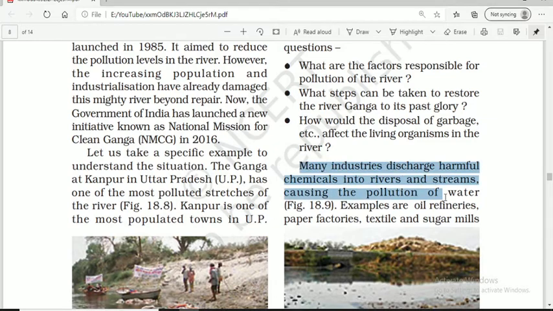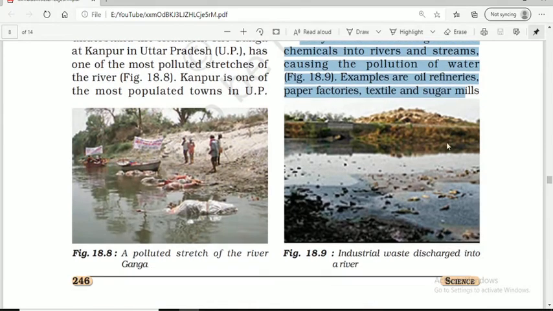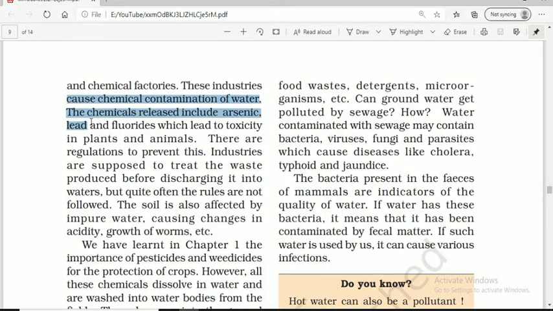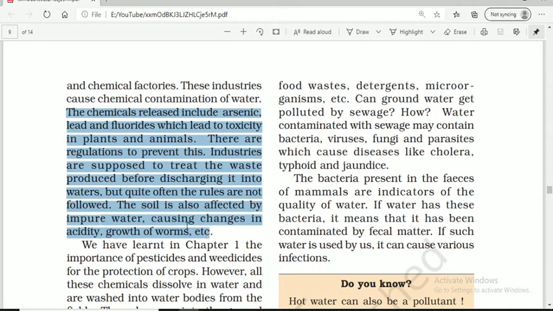Next paragraph is, many industries discharge harmful chemicals into rivers and streams, causing the pollution of water. As we already read, examples are given. Examples of these industries are oil refineries, paper factories, textiles, and sugar mills. These are the industrial waste discharged into a river. These industries cause chemical contamination of water. The chemicals released include arsenic, lead, and fluorides, which lead to toxicity in plants and animals. First thing is toxicity to plants and animals.